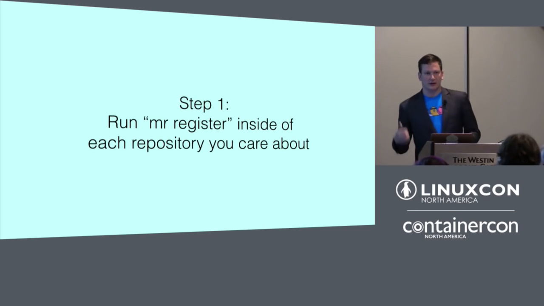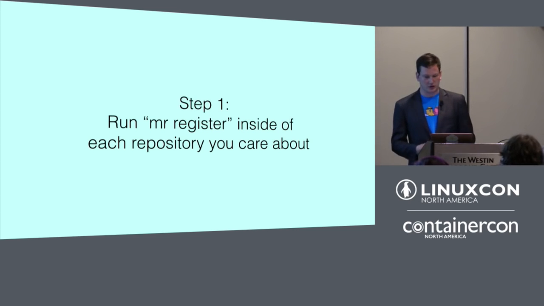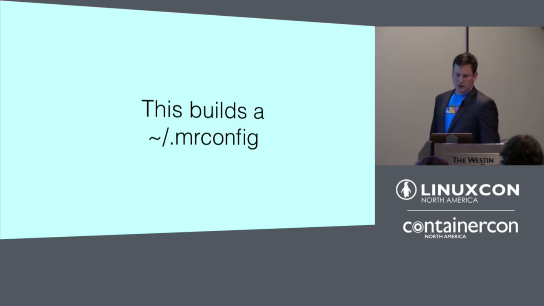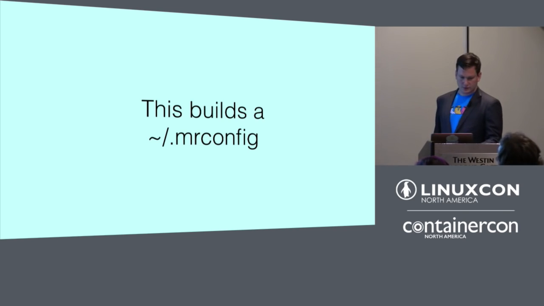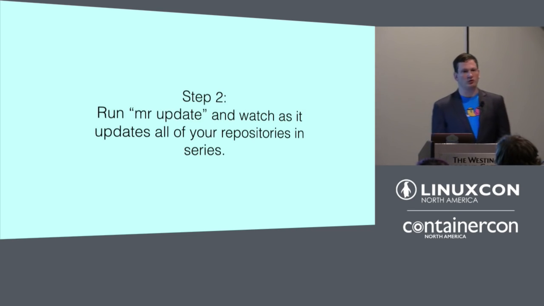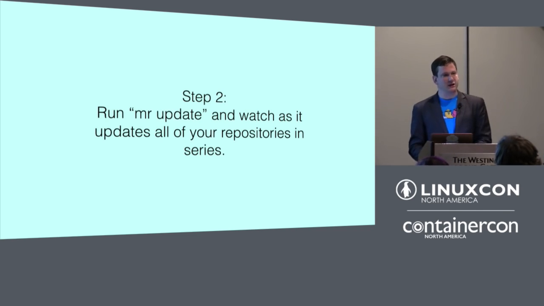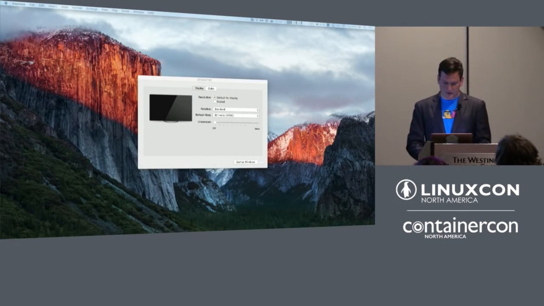So step one is you run mr register inside of a given repo. You can automate it like that loop, you can do it by hand, but either way, it doesn't really matter because you've only got to run it once. This in turn winds up building a config file in the user's home directory. The next thing that you do is you run operations across all of those repositories by replacing git with the word mr. And I will, in fact, give a demo of this.